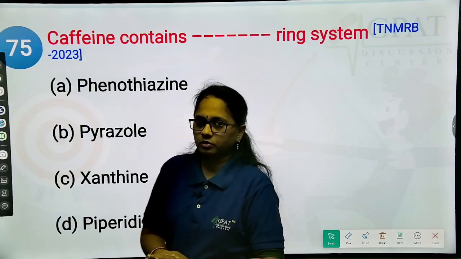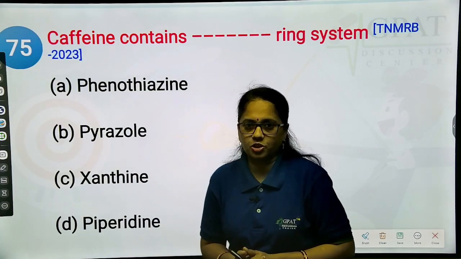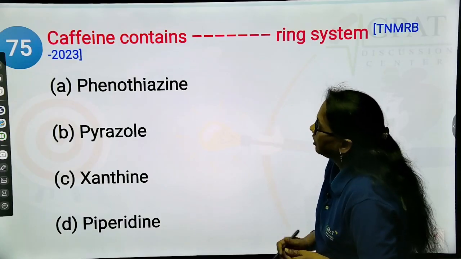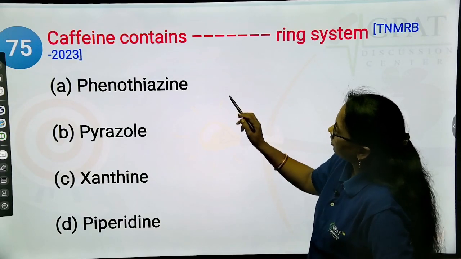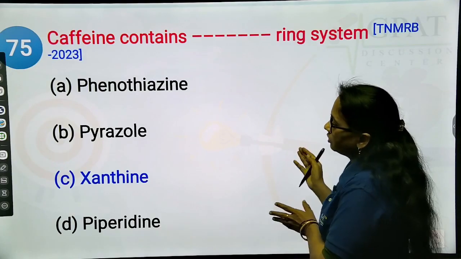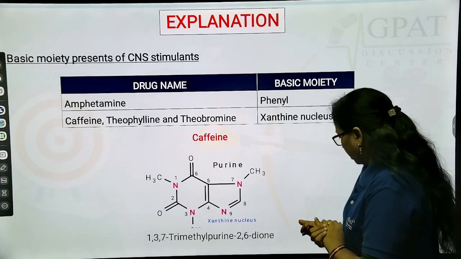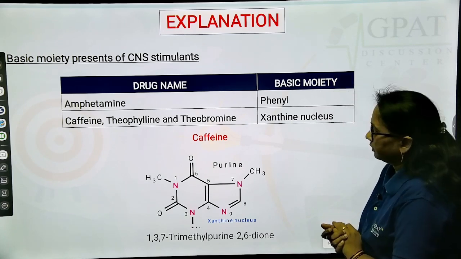Caffeine. Caffeine contains which type of ring system? So, they have asked structure wise. Let us see the options: phenothiazine, pyrazole, xanthine and piperidine. If you observe the structure of caffeine, first of all, it is a CNS drug.